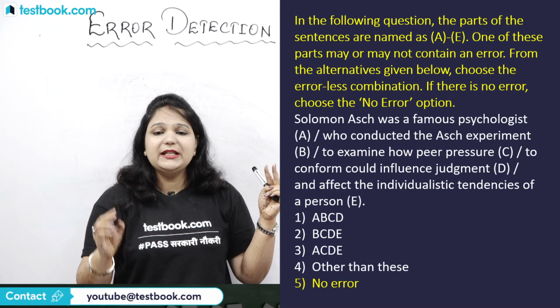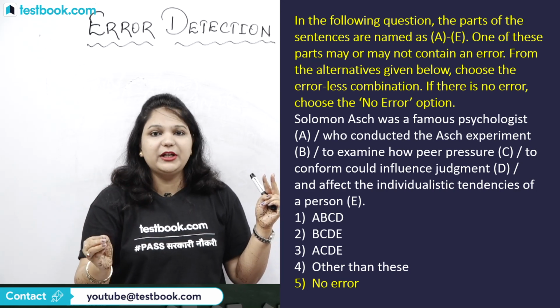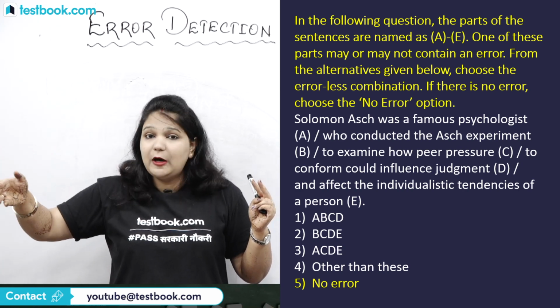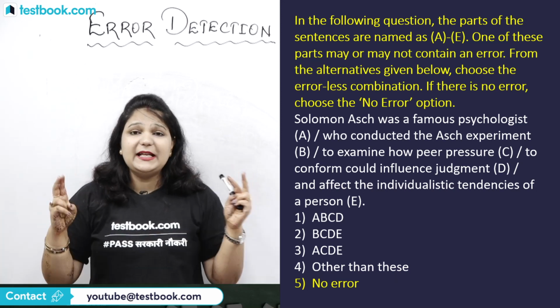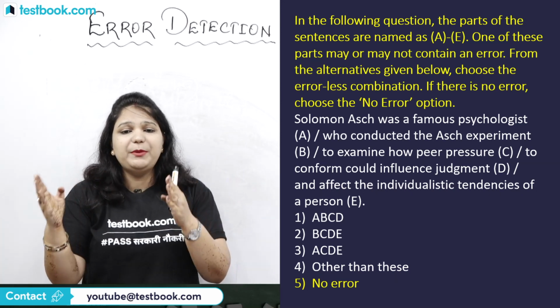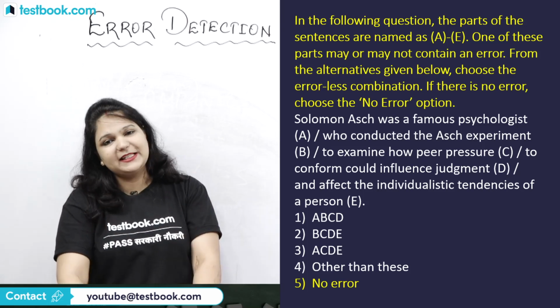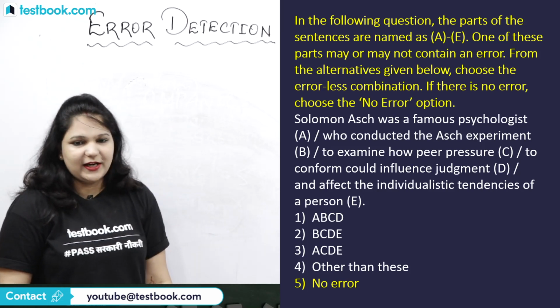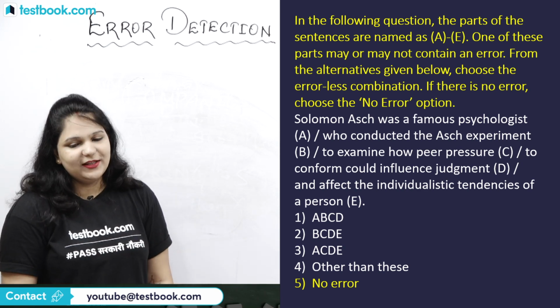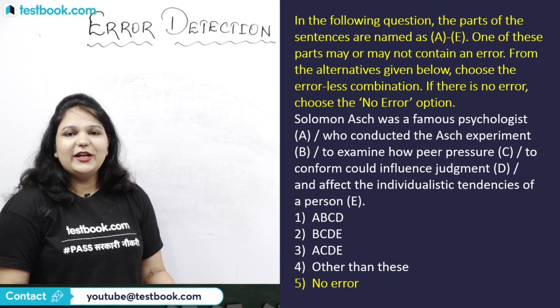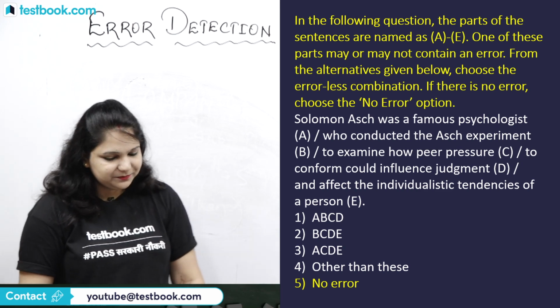We are not taking it as just peer pressure to conform. That means you are expecting something at the end of conform to make it complete, but take it as a single phrase, how peer pressure to conform could influence, right? So the whole part is acting as a subject over here, guys. So yes, there was no error in this sentence. Great going. So let us move ahead on to the next question.